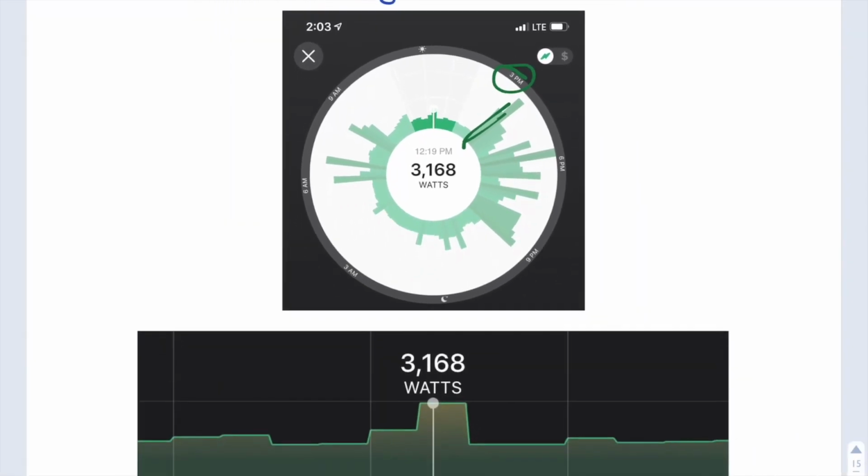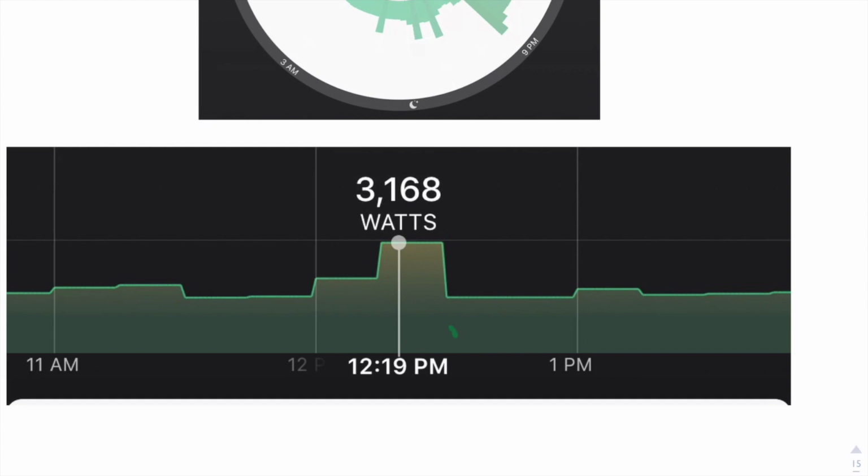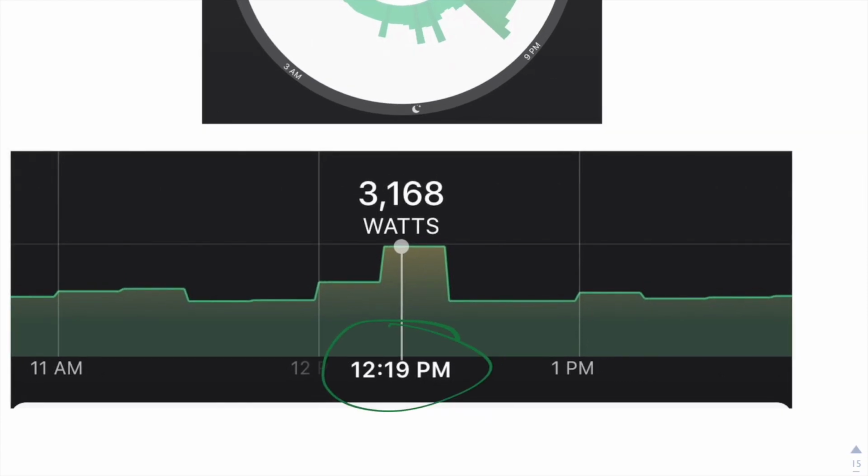Here's another depiction off the same little app, and it shows at 12:19 p.m. on the day that I pulled up, I was using 3,168 watts of energy, which is a lot. I need to talk to my wife.